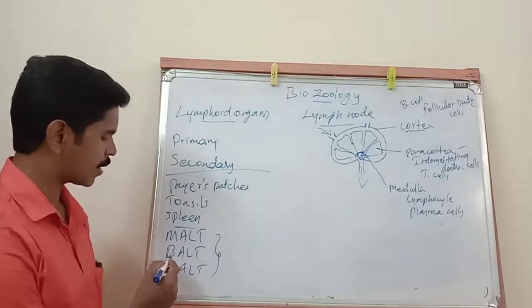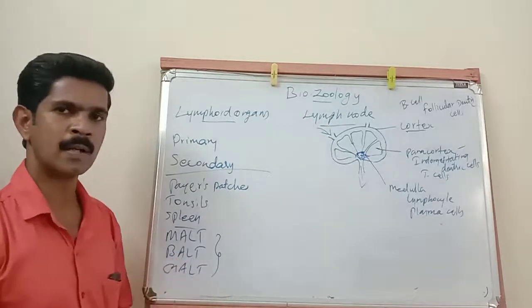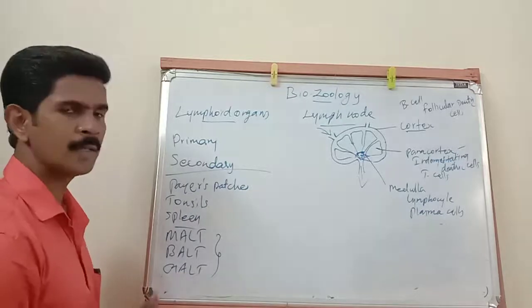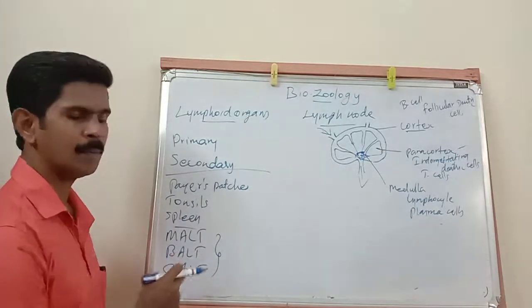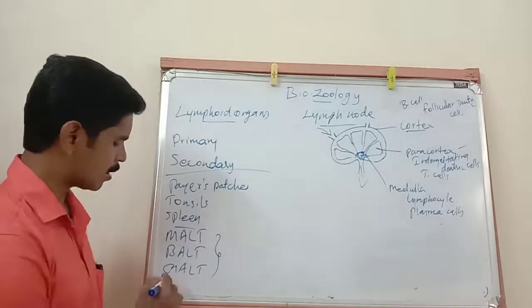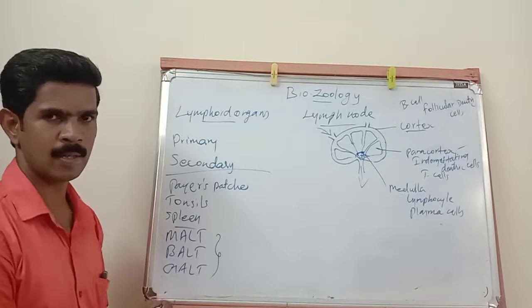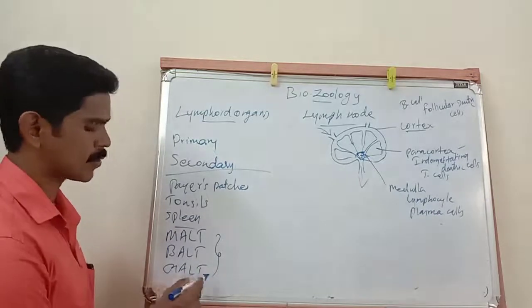Here the full form already told you, bronchus associated lymphoid tissue. Bronchus is one of the important organs of our respiratory system. If these tissues are present in the bronchus region or respiratory system, those lymphoid tissues are called BALT. The last one is GALT, gut associated lymphoid tissue. Gut means intestine. Suppose a lymphoid tissue is present in the gut region, it is called gut associated lymphoid tissue.